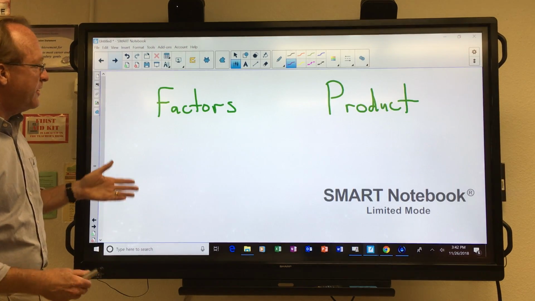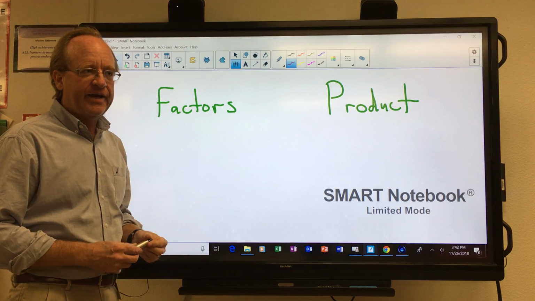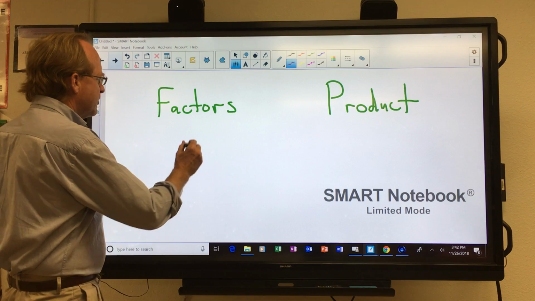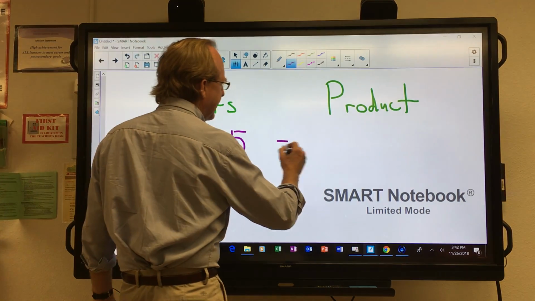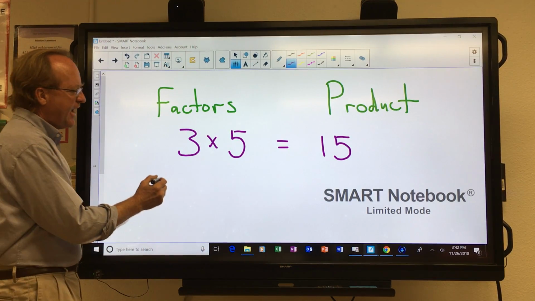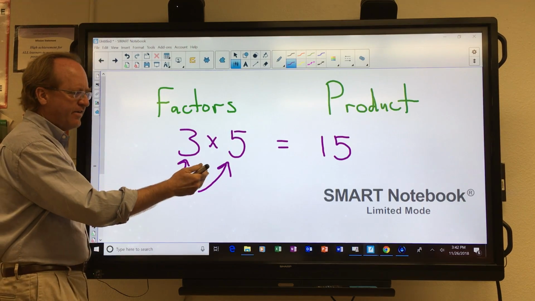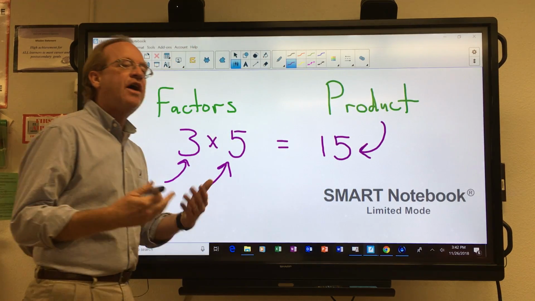Now, on the top of the page, there's some basic things you need to know about multiplication, and some of it's vocabulary and some of it's just good rules to know. So the first thing they talk to you about is factors and product. And the simple way to think of that is the factors are the things you're multiplying. In this case, I'm multiplying 3 and 5. And the product is just another way to say the answer.